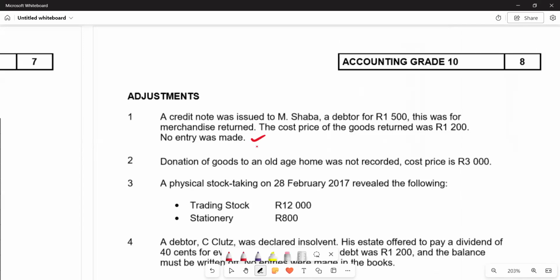Also, on the cost of sales, you have to adjust this 1,200, because these goods that were returned are also going to reduce the figure for cost of sales. So we are going to subtract 1,200 from the figure for cost of sales. So we are subtracting 1,500 from sales, and then we subtract 1,200 from the figure for cost of sales. Basically, that's what we are going to do.